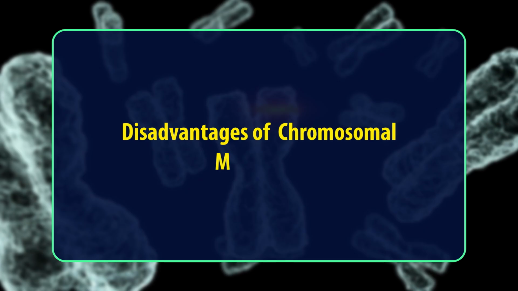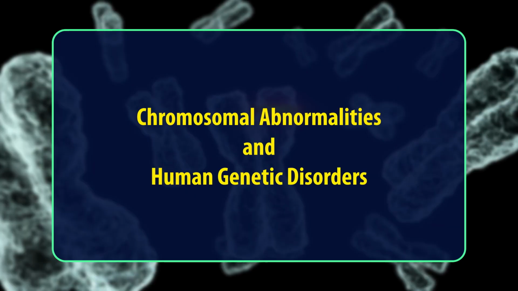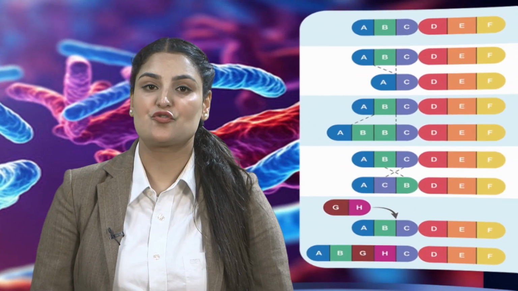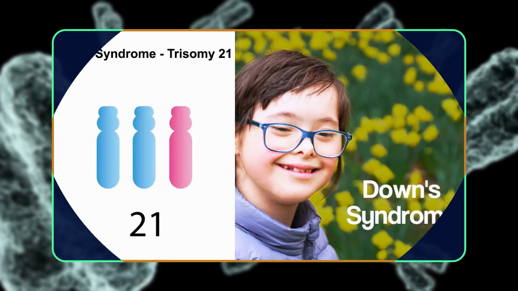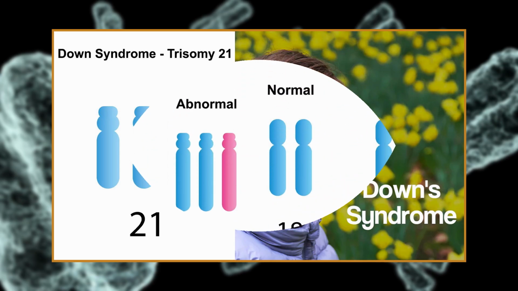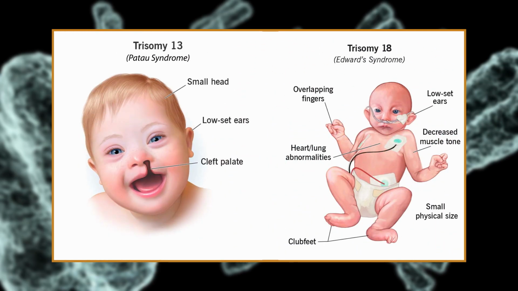Yes, there are disadvantages of chromosomal mutations. While some chromosomal mutations can be beneficial, many can be harmful to the health and survival of an organism. Chromosomal abnormalities and human genetic disorders caused by chromosomal mutations include trisomy of chromosome number 21, Down syndrome, which causes developmental delays and distinctive facial features. We see trisomy 18 and 13. They lead to serious health problems and shorter life expectancy.